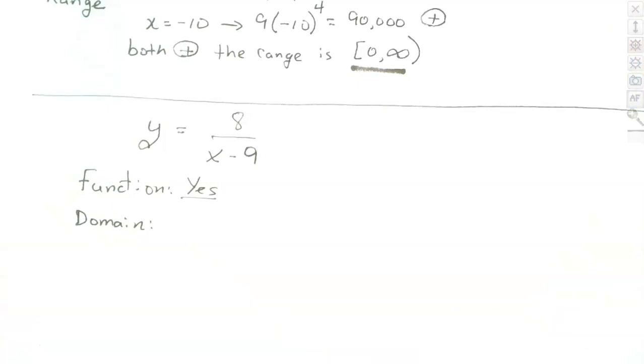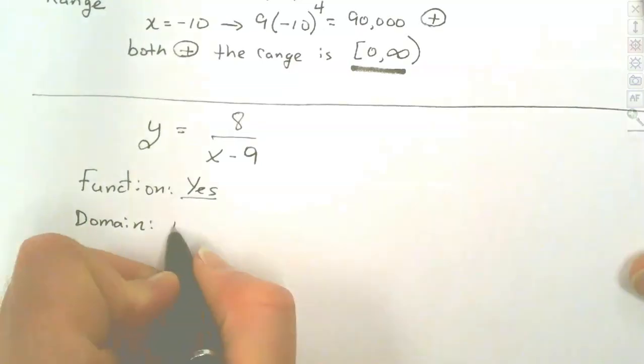Now, what can we not have in the denominator of a fraction? Does anyone remember? We can't have negative numbers, or not negative, 0, right? Because you cannot have division by what? 0. Okay, we've done these before. So what number is not in the domain?